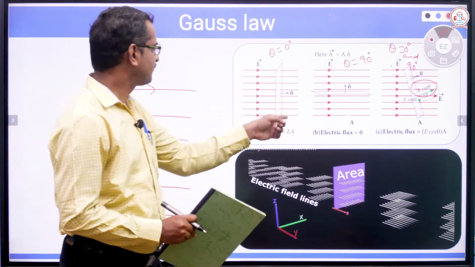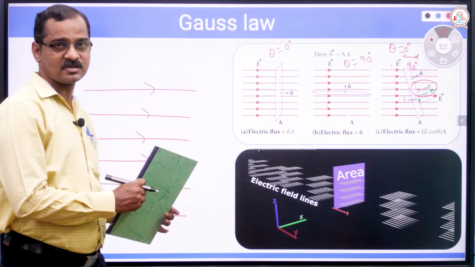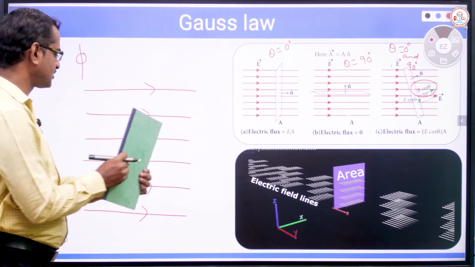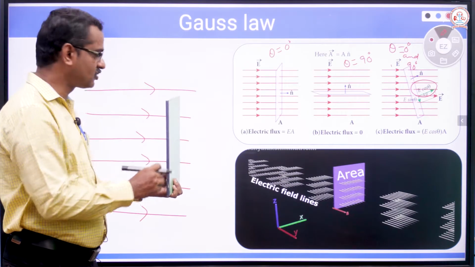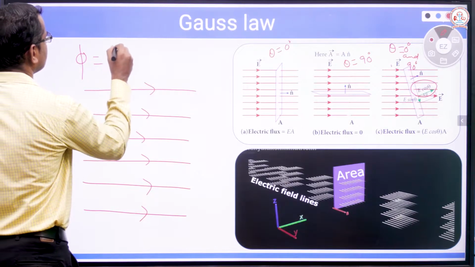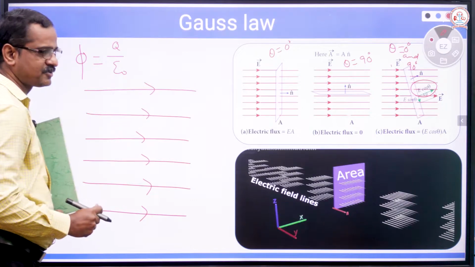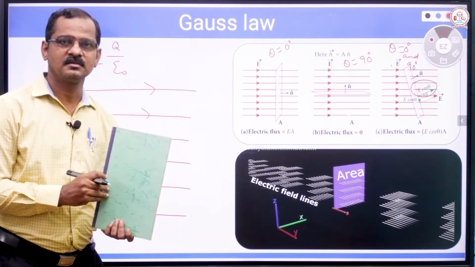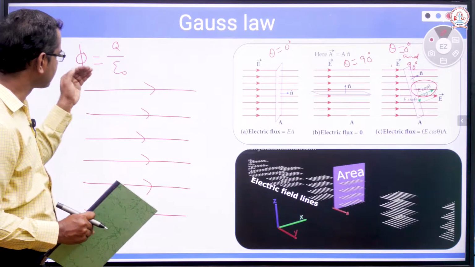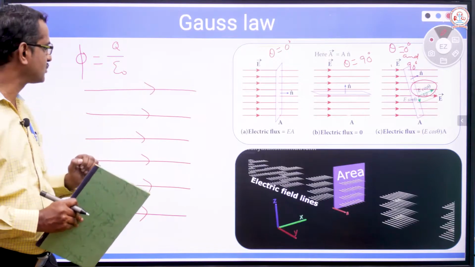So flux is actually the number of lines crossing perpendicular to the surface. Electric flux phi is equal to the number of lines crossing perpendicular to the surface, and phi is equal to q by epsilon naught. Flux through a closed surface is equal to 1 by epsilon naught times the charge enclosed by the surface.